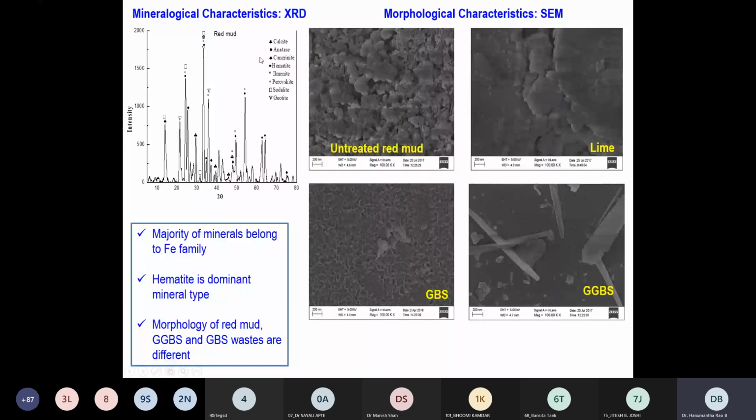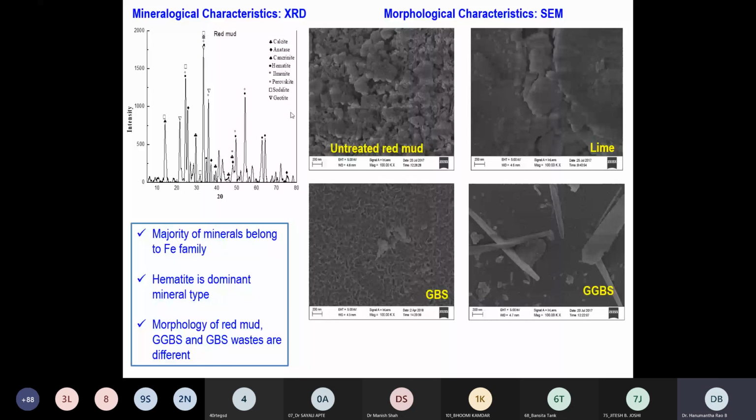Here we can see the mineralogical composition of the red mud. It typically comprises calcite, anatase, cancrinite, hematite, ilmenite, perovskite, sodalite, and goethite. Now, these minerals you might not have heard of. When you compare with soils, in soils you normally hear about the presence of quartz, or the presence of the montmorillonite mineral. If you have studied clay mineralogy during the soil mechanics course, you heard about montmorillonite, illite, mica, kaolinite, and so on.